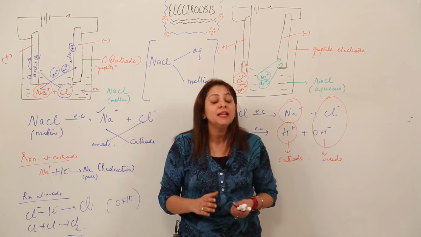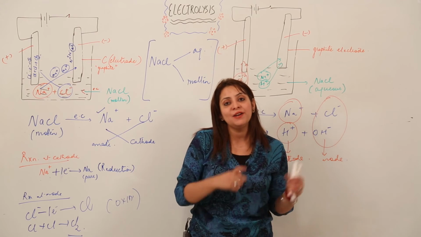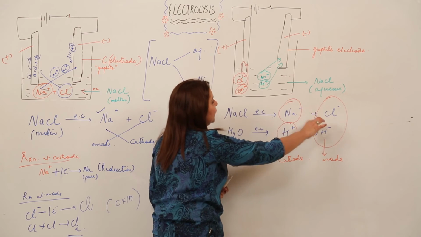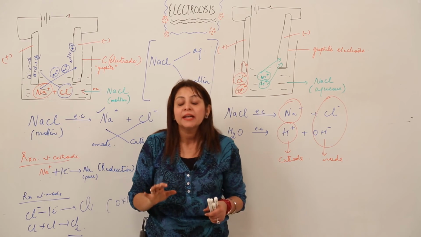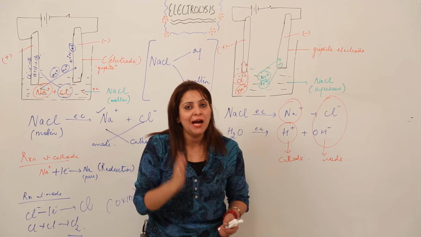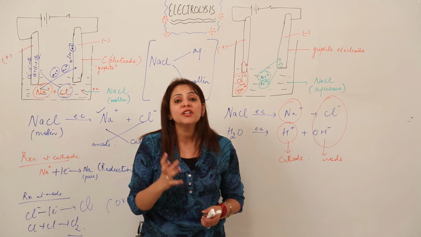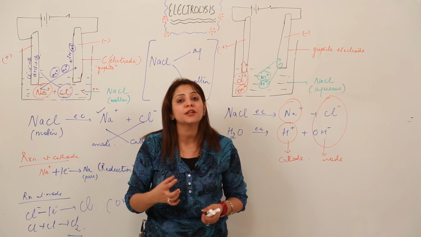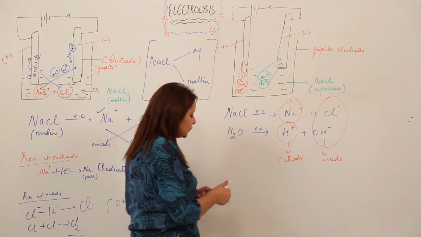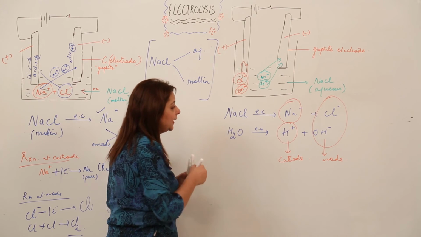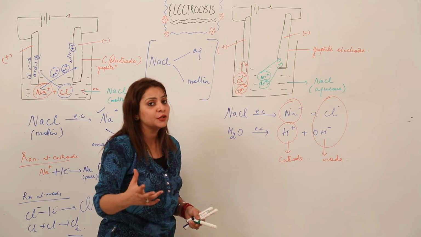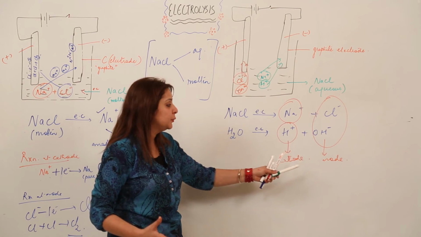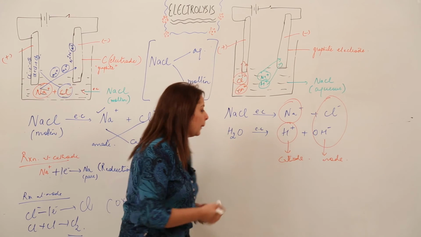I'm just repeating again. If more than one ion rushes to an electrode, like in this case, two ions are rushing to this electrode and two ions are rushing to this electrode, then out of them, the ion that has the lower electric potential, or you can say the lower reduction potential, is going to discharge. So let us see, out of them, which has the lower reduction potential and is going to show reduction, and which is going to show oxidation.